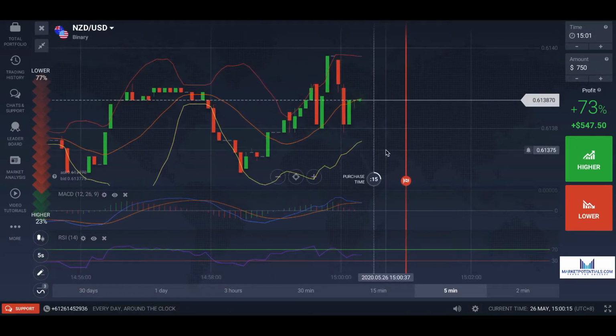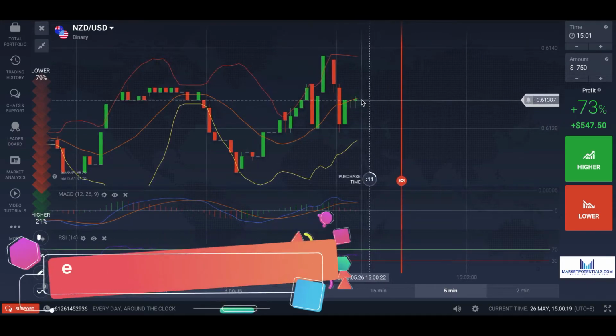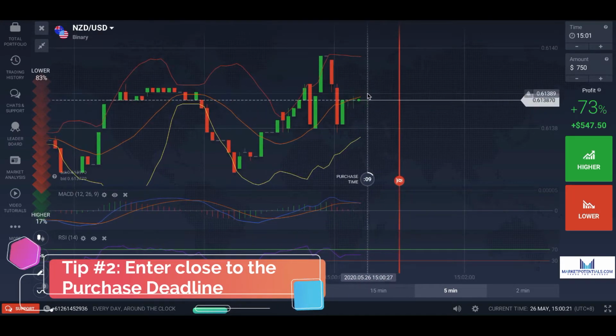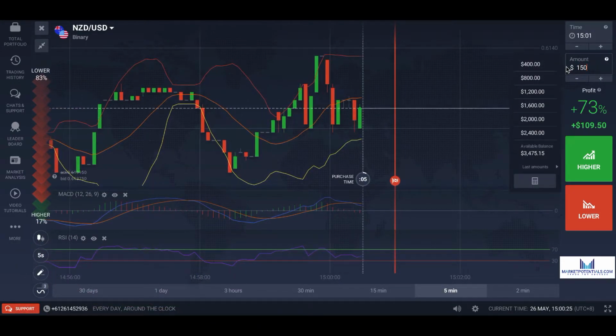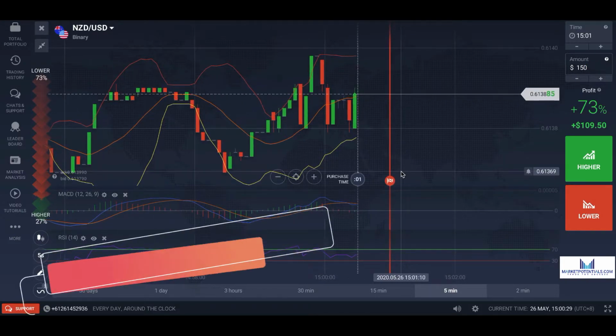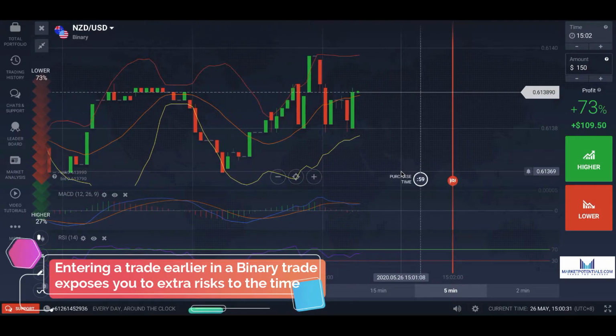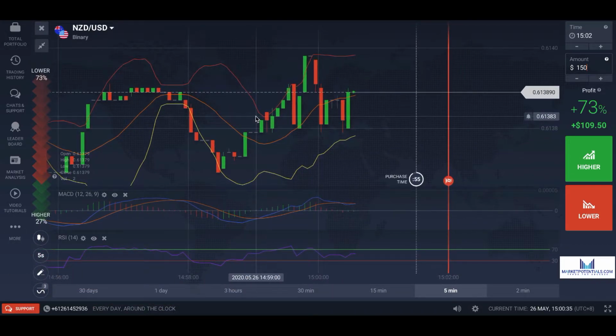Another thing you want to keep in mind is your entry. You always want to enter into a trade as close to the purchase deadline as possible, because doing anything earlier than that, you're taking on a bit more risk than you really have to. So that's the technical indicators part.